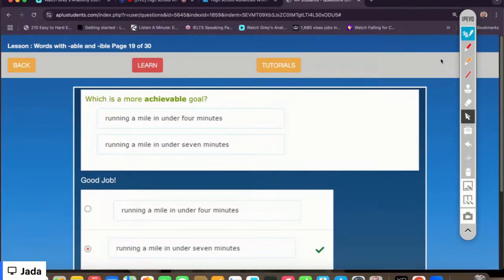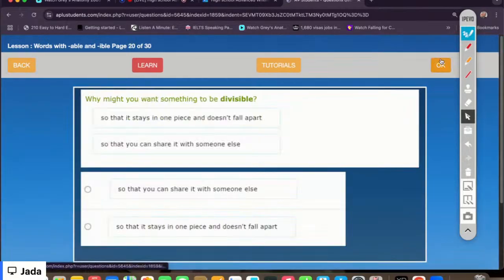Okay, that's it for our lesson on the suffix. If you haven't done it, please make sure you complete this later on. Can you tell me if you have any questions before we finish?